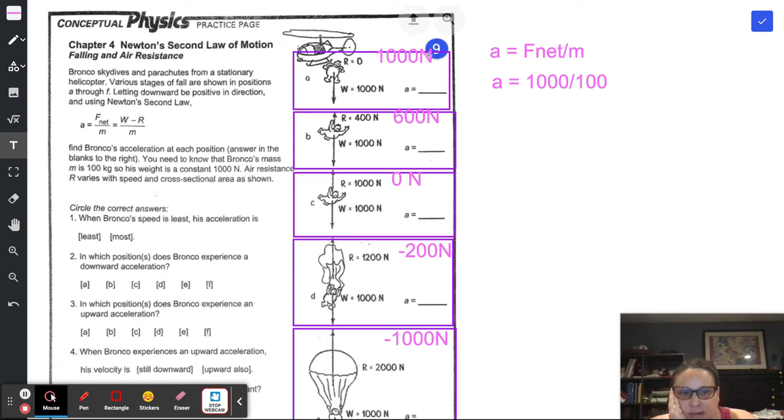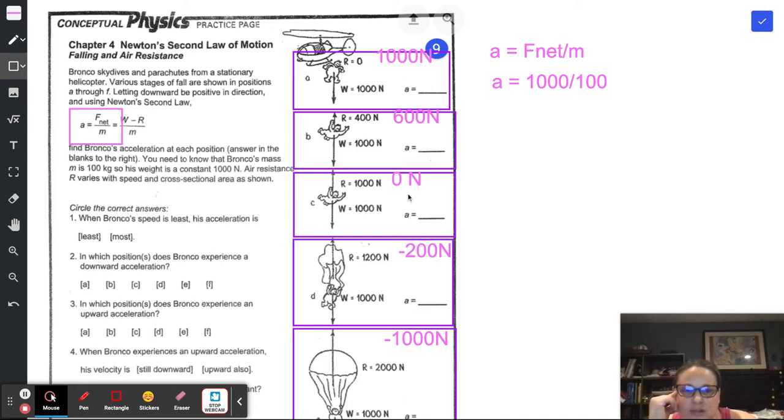So now we're going to calculate the acceleration for each position. Acceleration is net force over mass. It's a rearrangement of F equals m times a. So I have rewritten that formula here. It's also in the image right here. We have acceleration is net force over mass, and I have that here as well.